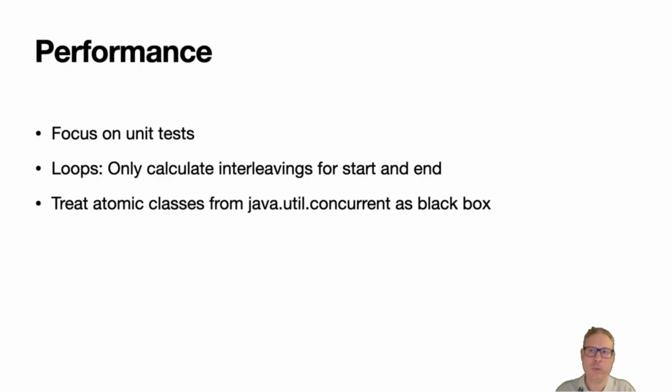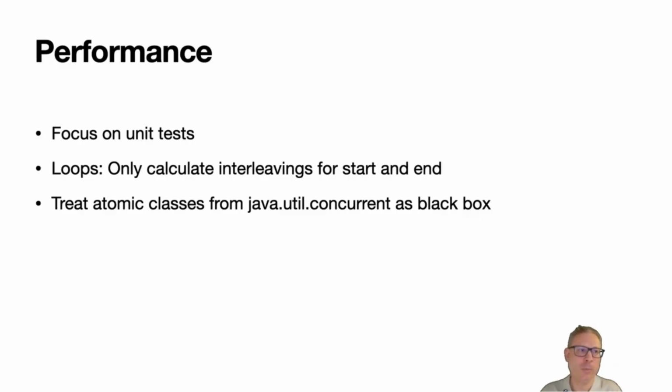One is we should focus on unit tests. So the smaller the test, the easier it is to repeat the test and to repeat it multiple times. The second, for loops, I think the idea is to only look at the start and the end of the loop.